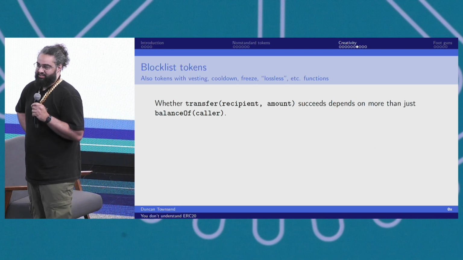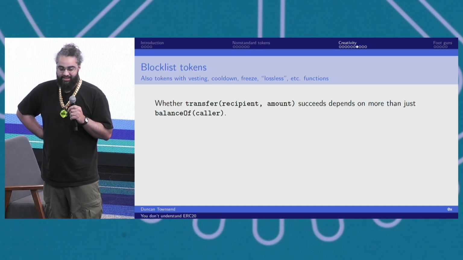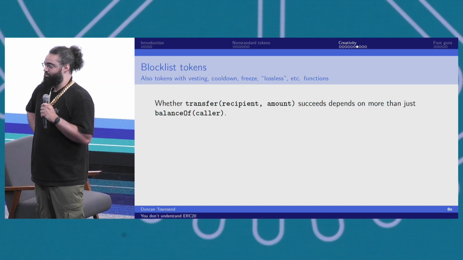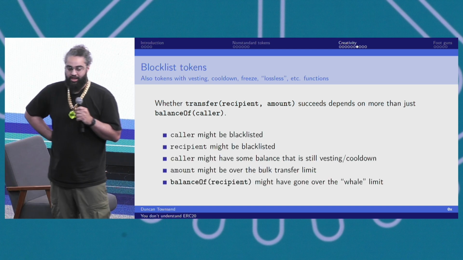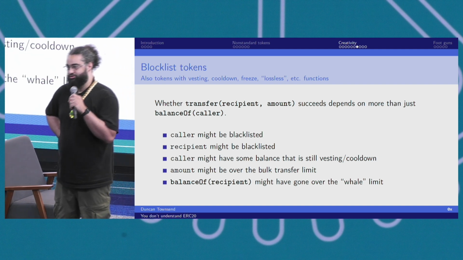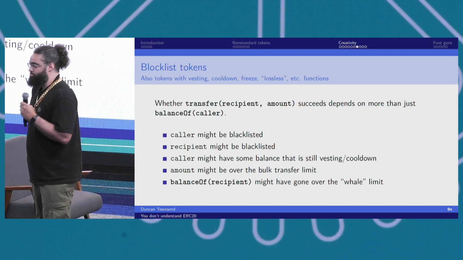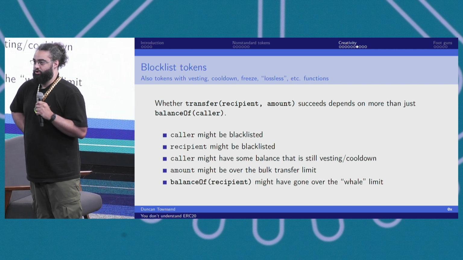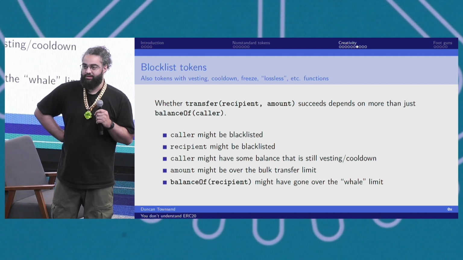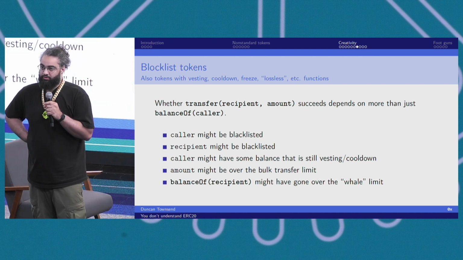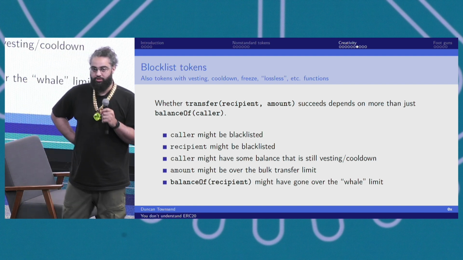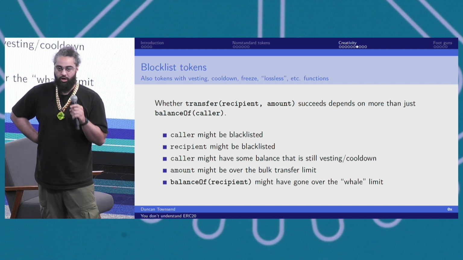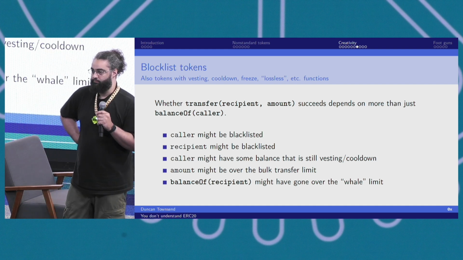Block list tokens are a little bit more tame compared to the ones that we just discussed. When you do a transfer, whether or not that transfer succeeds depends on more than do you just have enough balance. It might depend on whether you're blacklisted, whether the person you're sending to is blacklisted, whether you're in cooldown or vesting, whether there is a bulk transfer limit, or whether the recipient would go over the whale limit. Complicated. For the most part, though, DeFi developers don't need to think about this, but token developers should, because this can align incentives between participants and can make sure that no one participant ends up with too much ownership of the protocol.